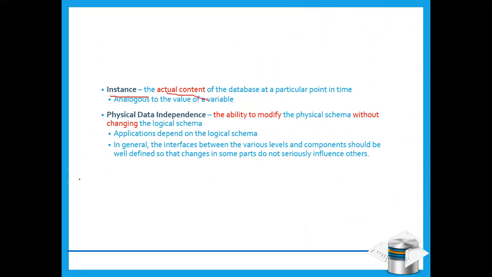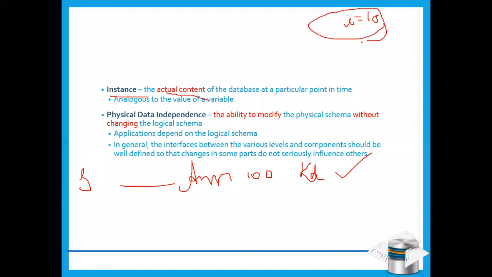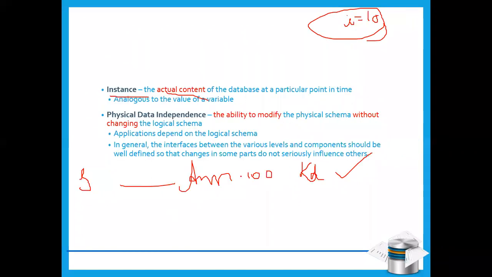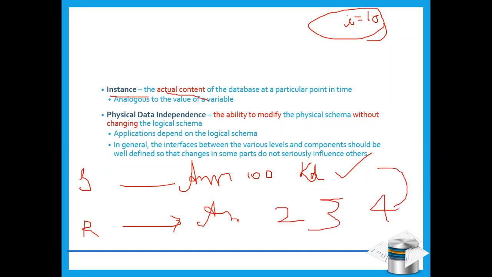Let's say if I talk about student, I can have a student called Anne whose roll number is 100, who comes from a place called Kozhikode. At that particular time, my database has these things. Like my variable int i, at a particular time I can take the value of 10. The same way, this particular student schema at this particular instance is taking 100 as the ID. And when I talk about my result, she's having a 2 mark, a 3 mark, and a 4 mark. And of course, they are related at the particular instance.